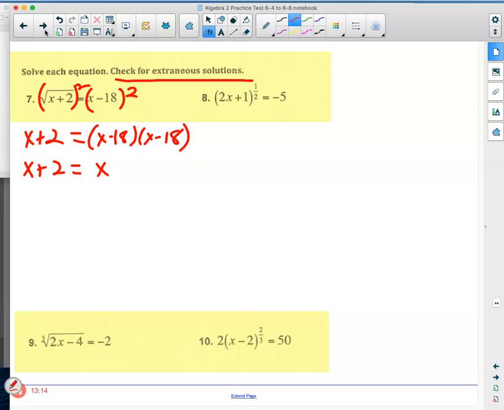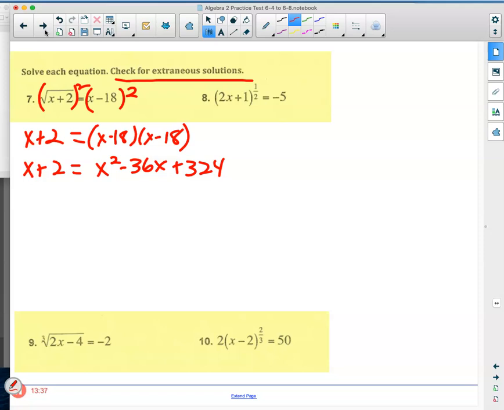So x plus 2 equals x squared, and outside times outside is minus 18x, and inside times inside is minus 18x, so grand total of minus 36x. And then negative 18 times negative 18 is plus 324, which is a large number and doesn't make us incredibly happy. And then we see that we have a squared.